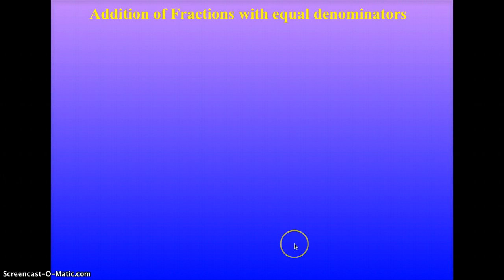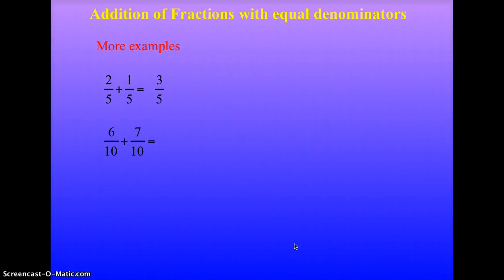Let's look at a few examples. Go ahead and work these out before you push pause whenever the problem comes up, so you can work it out and check yourself, okay? So you've got 2/5 plus 1/5, which equals, pause it. All right, and that is 3/5. Good job. All right, next one.